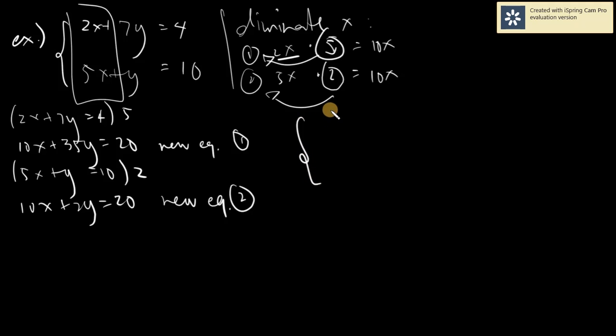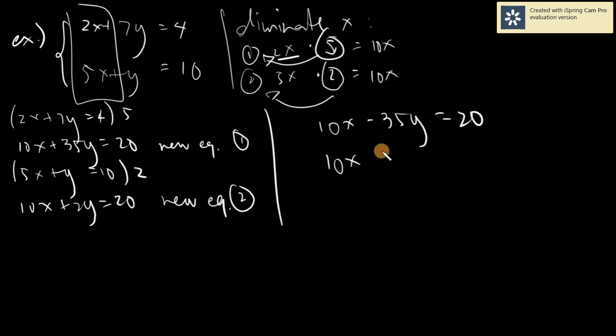Okay, so having my system as that, I will not rewrite them. Having my system would be this one, 10x plus 35y is equals to 20, and 10x plus 2y is equals to 20. Now, I can eliminate. Again, what's the rule? Subtract. That's the rule of elimination. Subtracting them would give me the following signs. Negative for this one. This would become the opposite sign, this would become negative as well, and this would become negative. So we have both 20s.